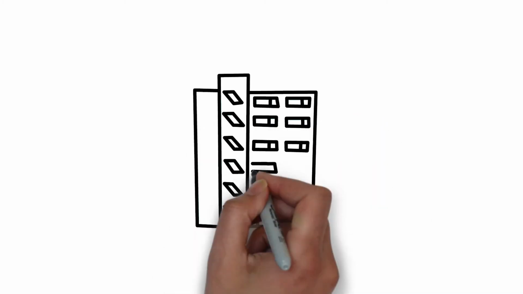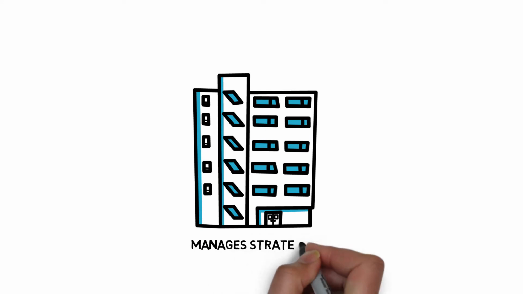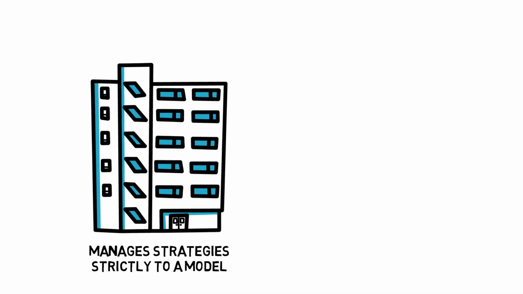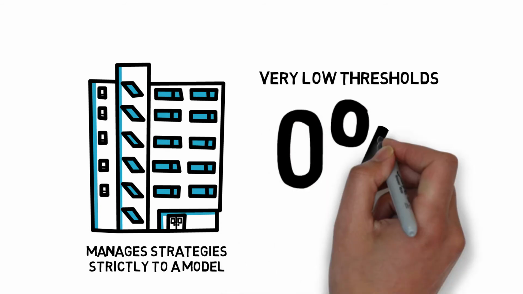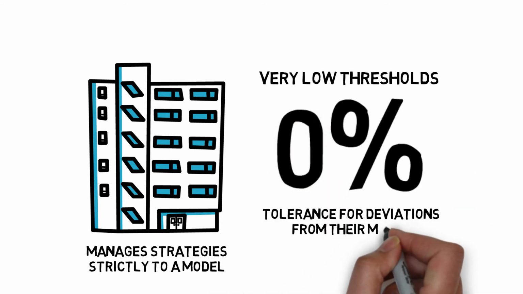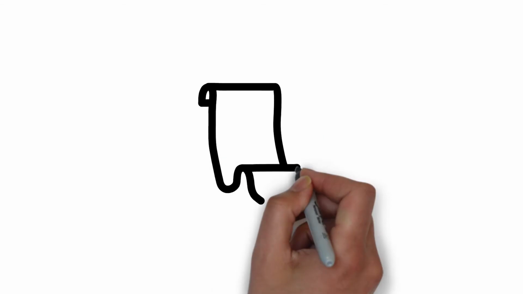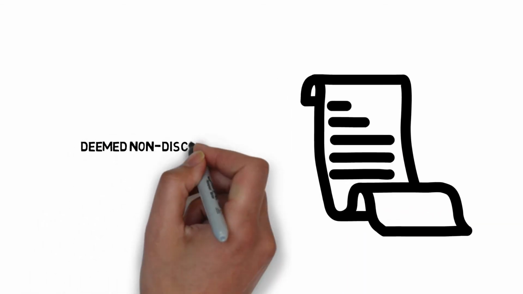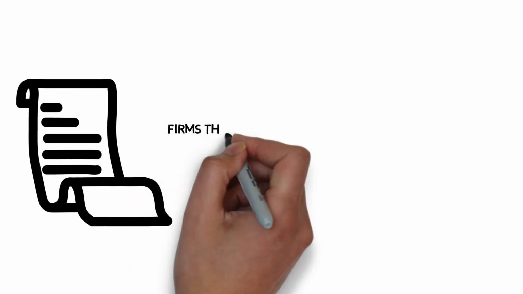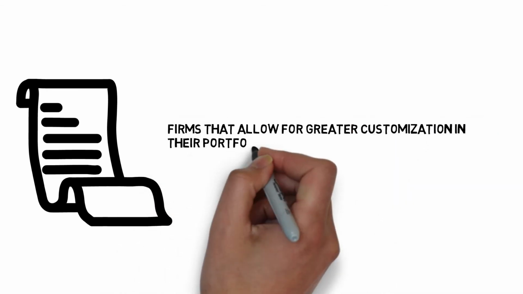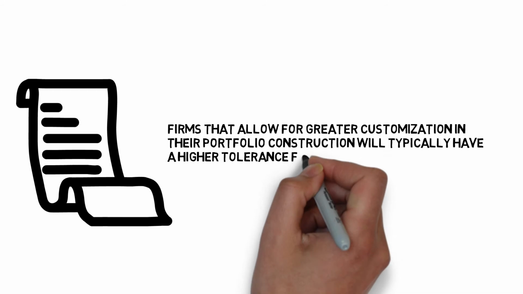As far as determining the thresholds to set, firms that manage their strategies very strictly to a model will typically have very low thresholds or even a 0% tolerance for deviations from their model. These deviations would trigger the portfolio to be deemed non-discretionary and excluded from the composite. Firms that allow for greater customization in their portfolio construction will typically have a higher tolerance for deviations.